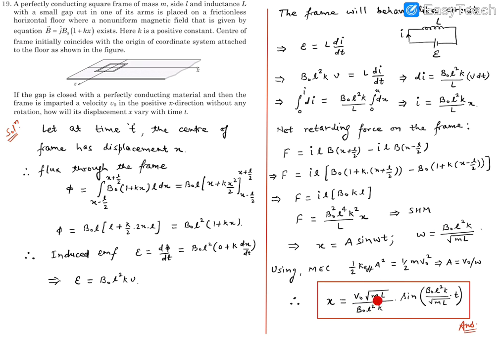Thus the amplitude, the maximum displacement, into sine omega t, where omega is again B naught L squared k divided by under root of m L, into t. So this is the location of the center of the frame, or the displacement of this frame at any time as a function of time. So that's our final response.